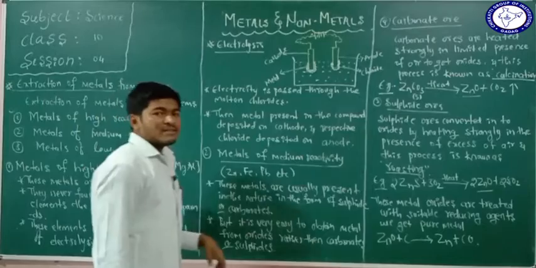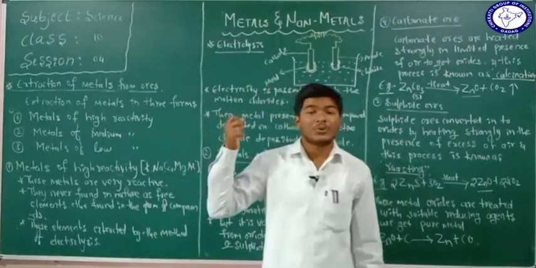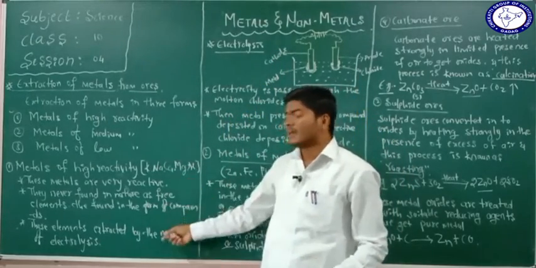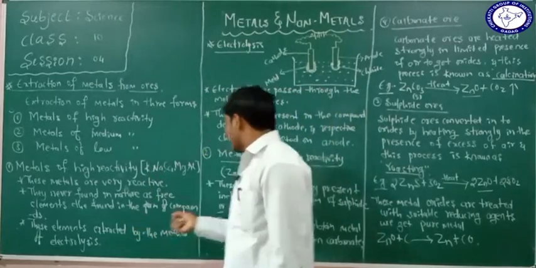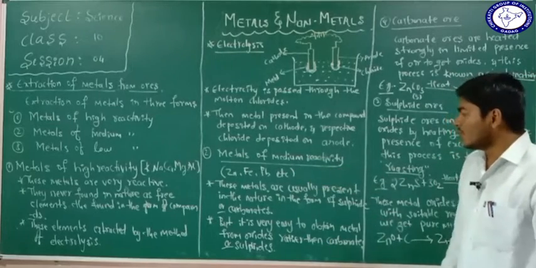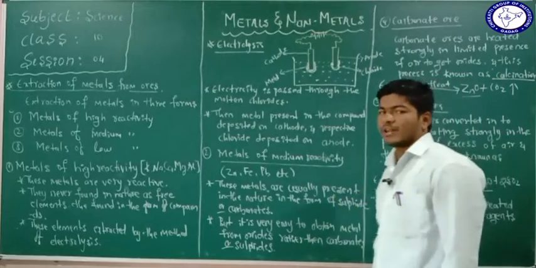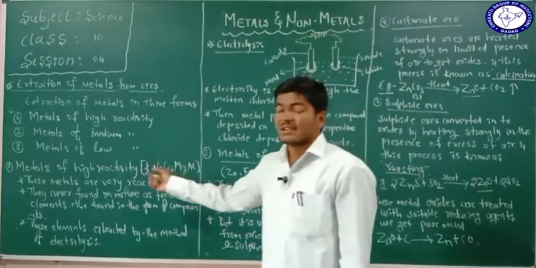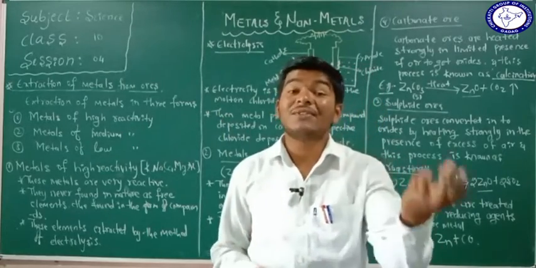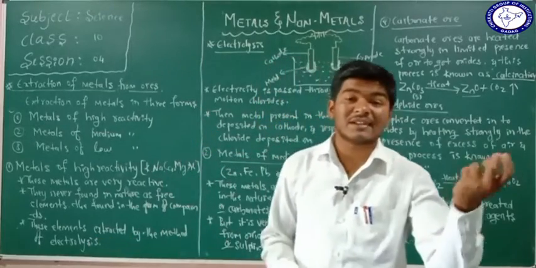Now I am considering the second type of metals, that is the medium reactive metals. These come in the middle part of the reactivity series. The metals of medium reactivity are, for example, zinc, iron and lead. These metals are usually present in nature in the form of sulfides or carbonates. See here, in the first case the metals are very reactive in nature, therefore they are not present in nature in a free state. They are present in the form of compounds, isn't it?